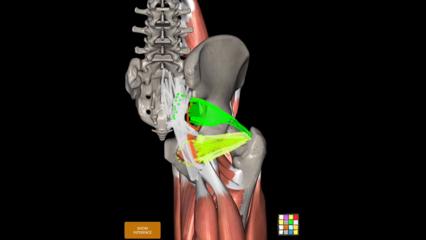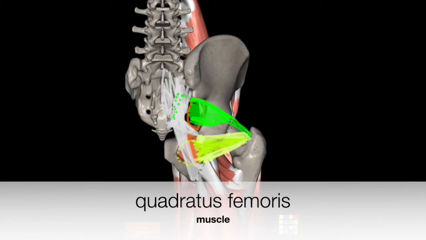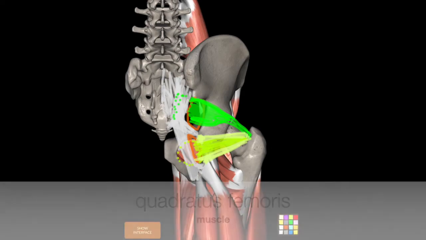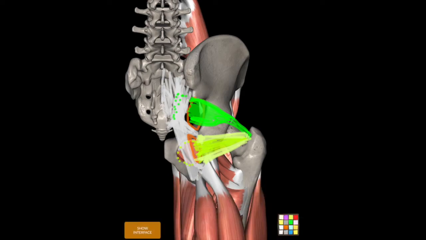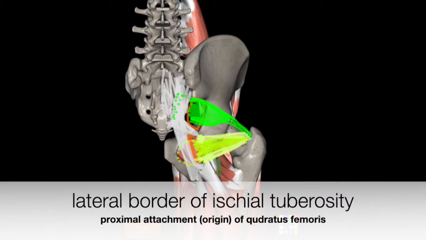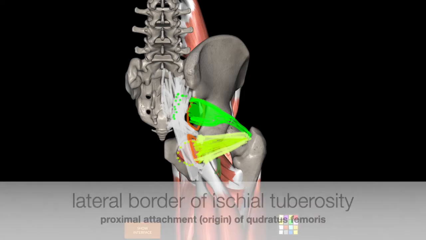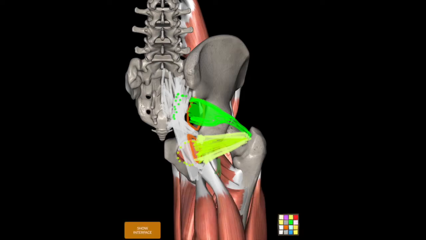Finally, we have quadratus femoris, which is a quadrilateral shaped muscle. So it's not the quadriceps femoris, which is a group of four muscles of the anterior thigh. It starts from a relatively broad origin, because it's rectangular, on the ischial tuberosity in front of the hamstring muscles, but obscured from our view here because we're looking from posteriorly, and it attaches to this area of the greater trochanter of the femur.